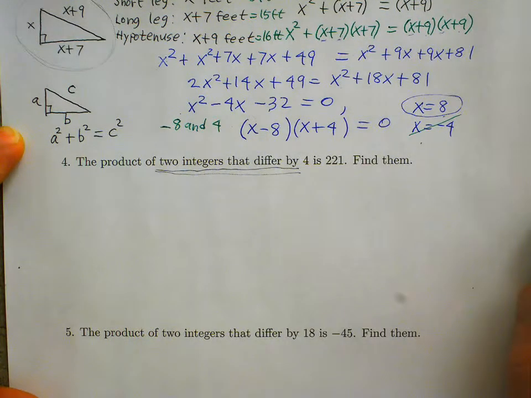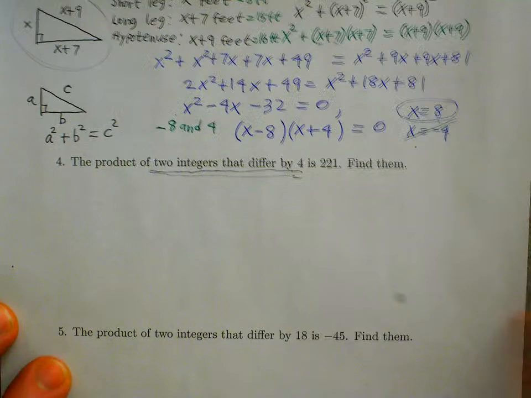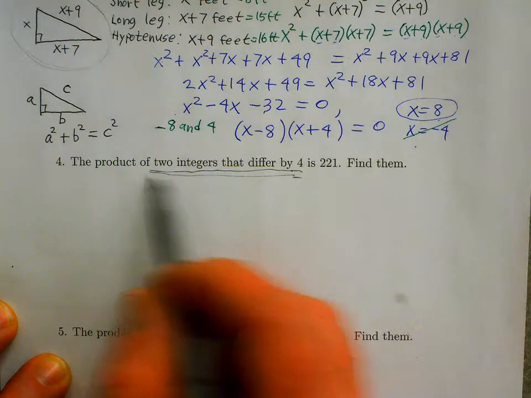The two integers differ by 4. So what does that mean? Can you give an example of two integers that differ by 4? Okay, yeah. One that I was thinking of, 17 and 21. I mean, there's an infinite number of examples, but as long as the difference between the two integers is 4. But how do we represent that using variables?